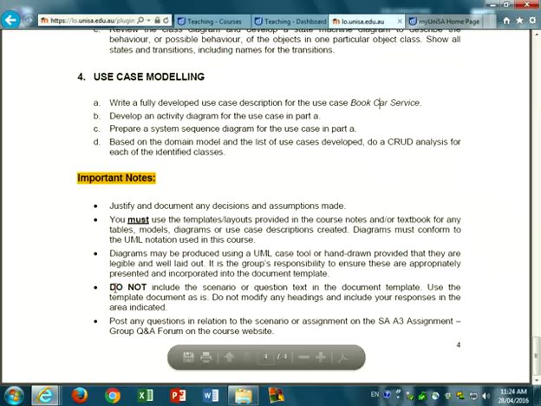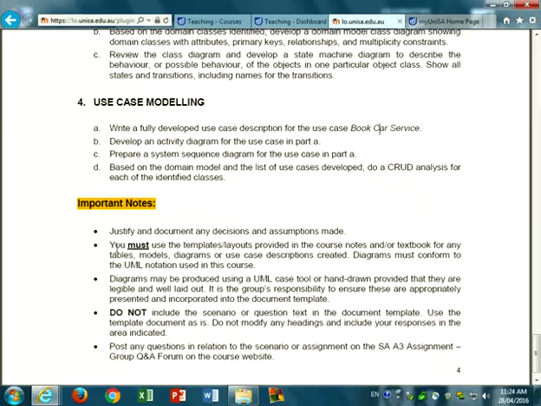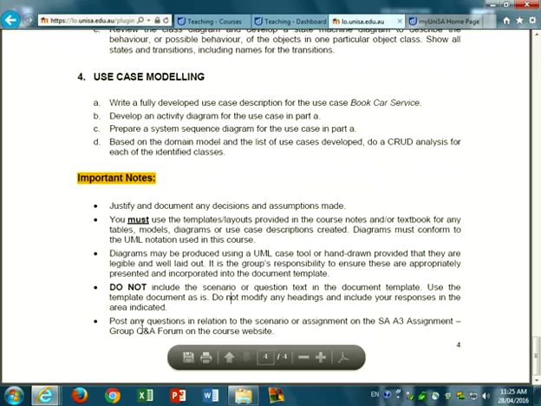Again, for that Turnitin similarity thing, do not include the scenario or the question text in your assignment. I should have said that for the first assignment as well, which I forgot, because some of you did include the question text and had high similarity reports, and I had to go in and check them. But no need to include the scenario or question text. Again, if you've got any questions in relation to the scenario or assignment, please post them on the Q&A forum.